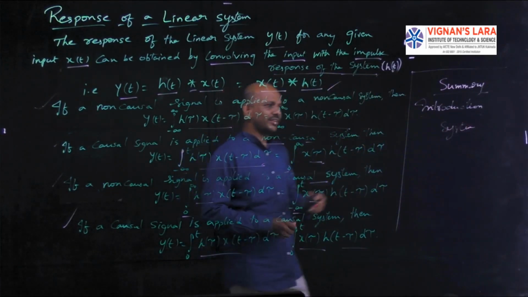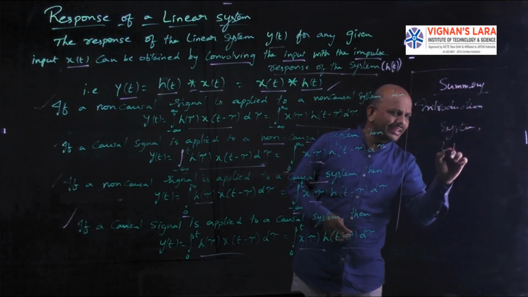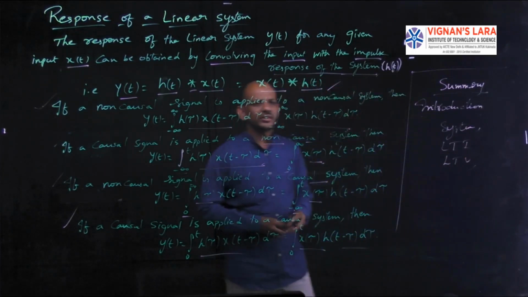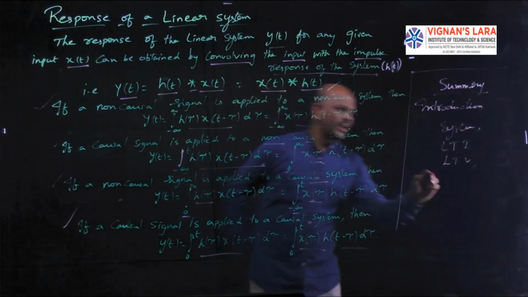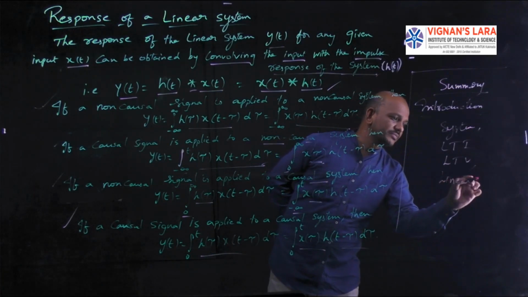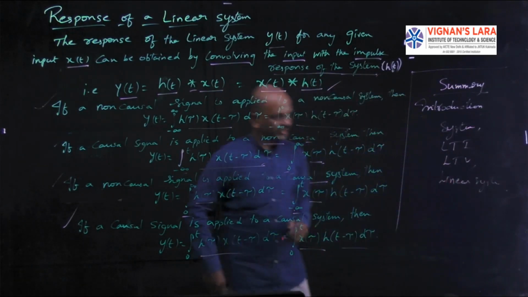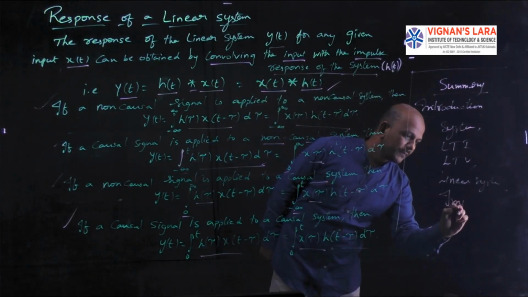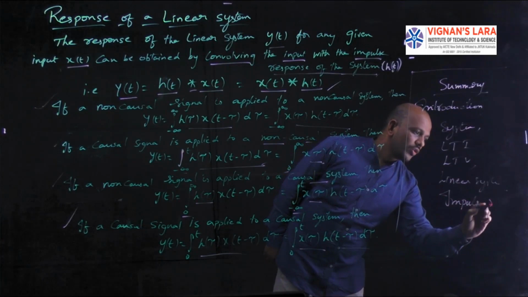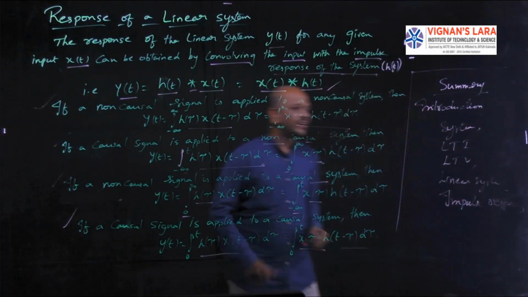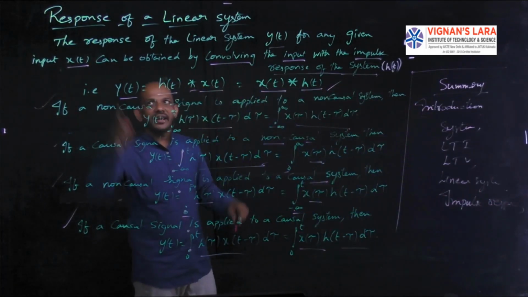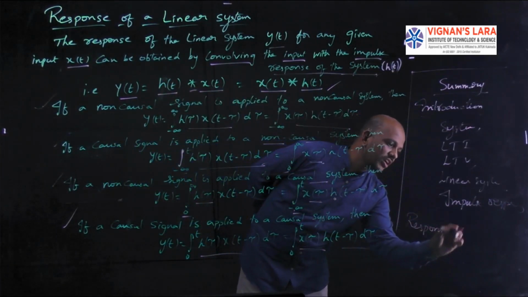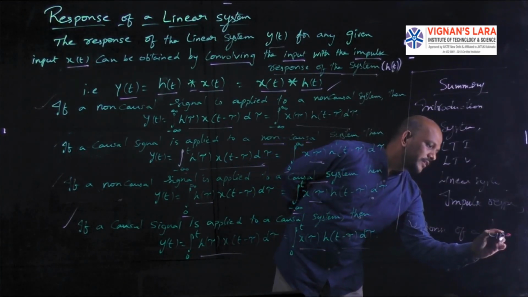Then linear time invariant systems and linear time variant systems. After that I explained about linear system. After that I explained about impulse response, and last I explained about the response of a linear system.